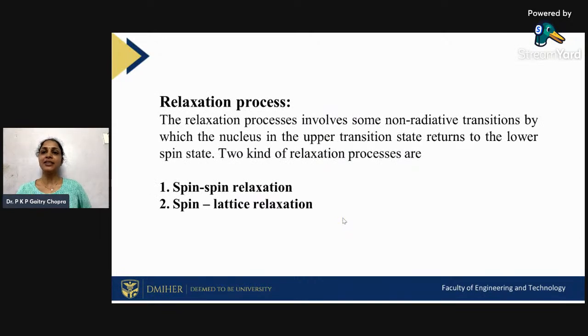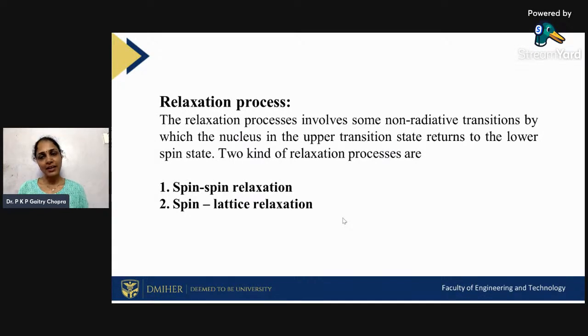All right. So relaxation is nothing but the involvement of non-radiative transitions by which your nucleus comes down to the lower ground energy state from the higher energy state. I'll repeat this. The relaxation process involves a non-radiative transition in which your nucleus returns from the higher energy state to the lower energy state. As I already told, returning to a lower energy state is important so as to obtain the continuous spectra of NMR.